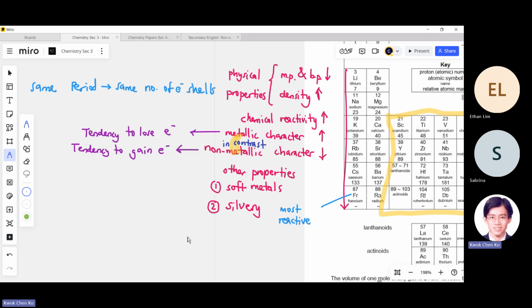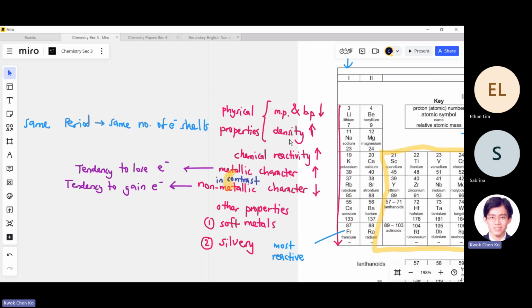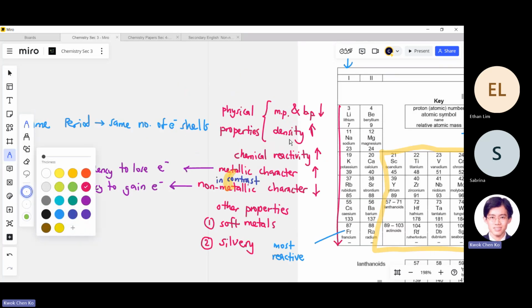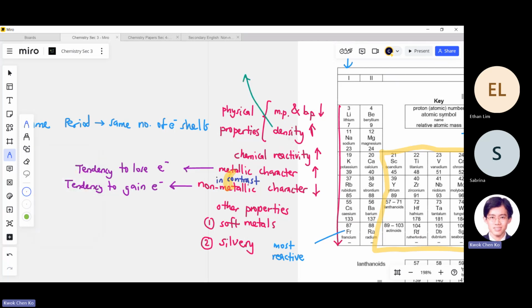Oh, one more thing though. Just now I didn't add, let's go back to density. No doubt the density increases down the group, but I also need you to know, still in general, group 1 metals have relatively low density compared to other metals. Yep, that's about it. Very simple stuff. The only difficulty is to remember them.